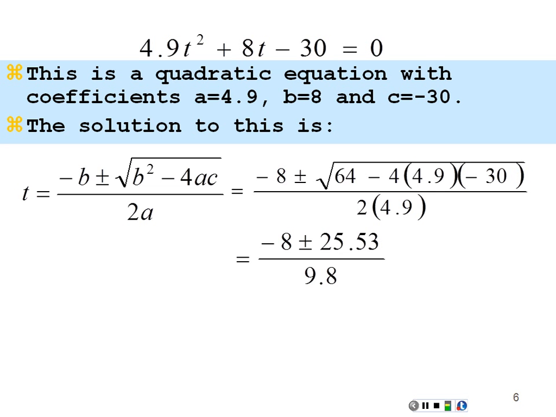If I add the 25.53 and divide by 9.8, I'm going to get 1.79 seconds. If I subtract it and divide by 9.8, I'm going to get a negative 3.42 seconds. Since we don't know how to go back in time yet, we're going to select the positive value, the 1.79 seconds. And so it will take 1.79 seconds for this ball to hit the ground.